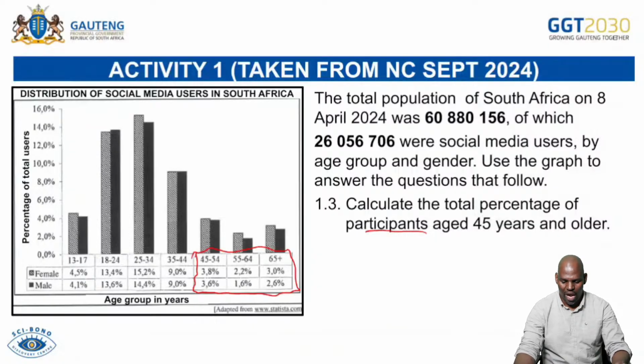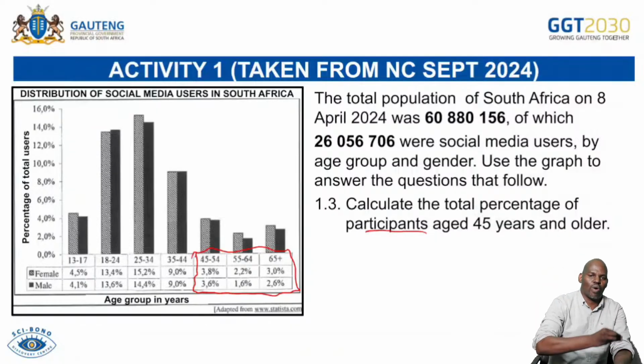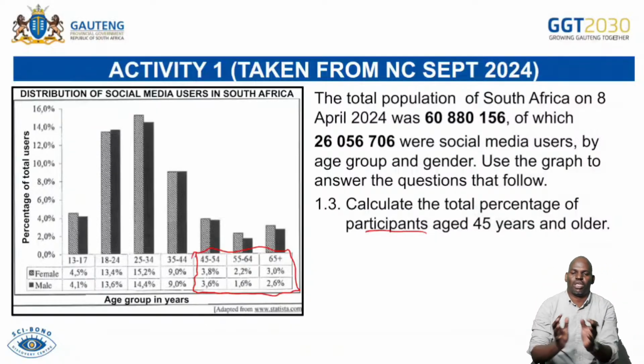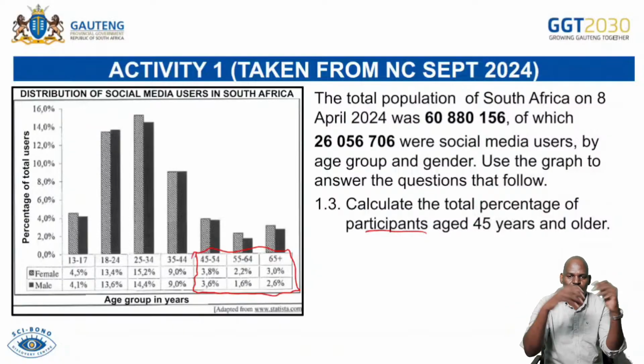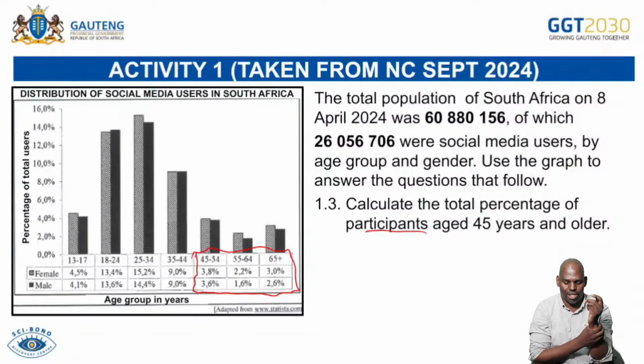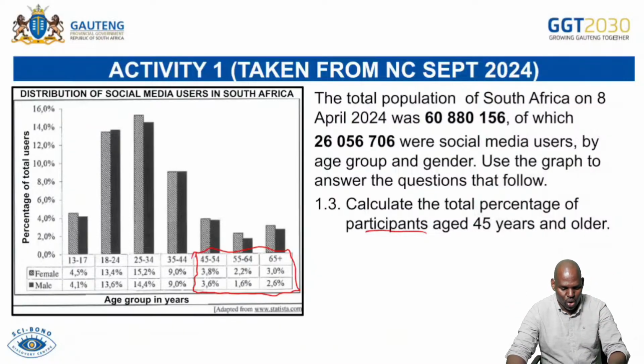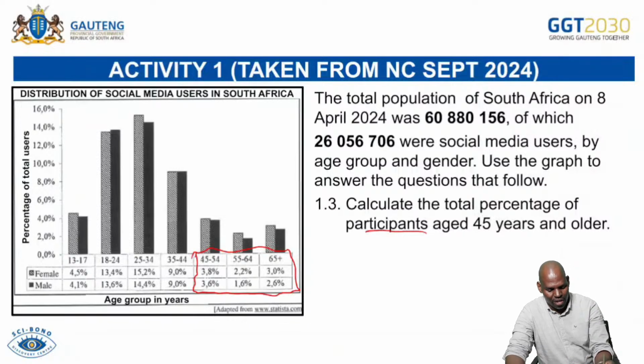Okay, so total percentage of participants. In this case, it doesn't matter whether it's females or males, it means all of them together. What percentage do they form? Then we all know that you need to add.